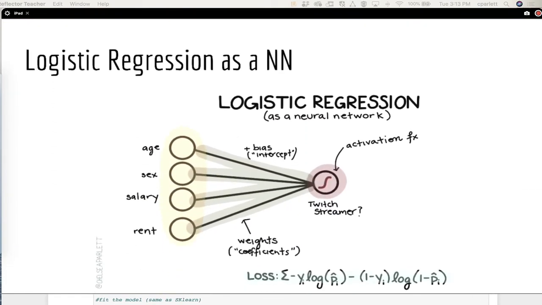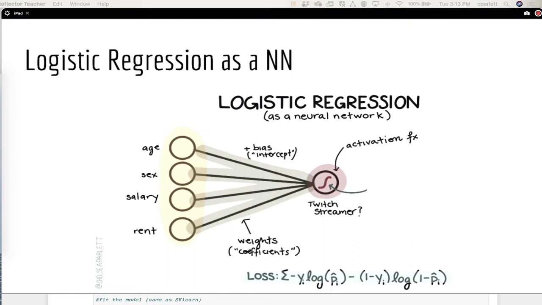So let's talk about it now in terms of logistic regression. And this should look really similar. In fact, the only thing that's different is in this output node here. Two things. One, now because it's logistic regression, we're actually predicting a binary variable. We're predicting whether or not someone is a Twitch streamer. And you'll notice this little S, we sometimes call this a sigmoid activation.